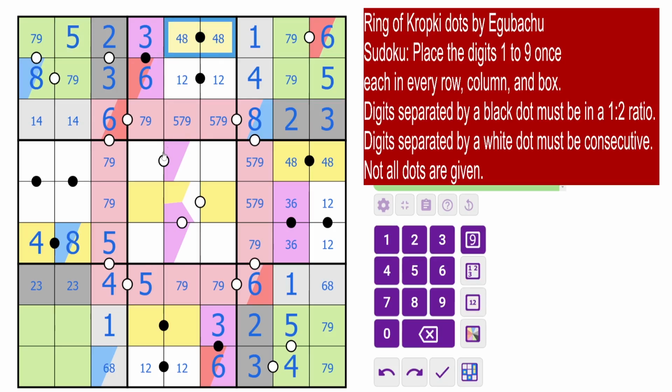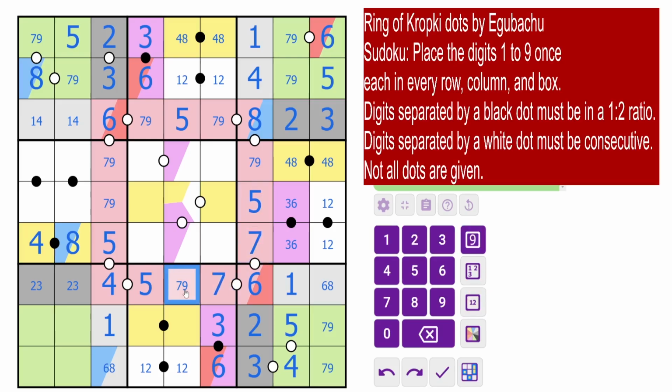Pencil marks 4 8. That's 8 now. 8 could be consecutive to 7 9 but cannot be 5. So now that's 5, right? 7 9 7 9. That's 5. So it's 5. That's 5. 6 cannot be consecutive to 9, right? So both these are now 7.